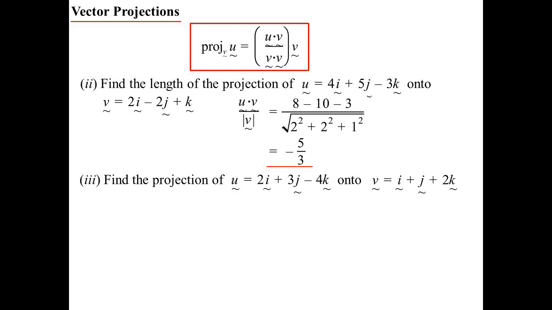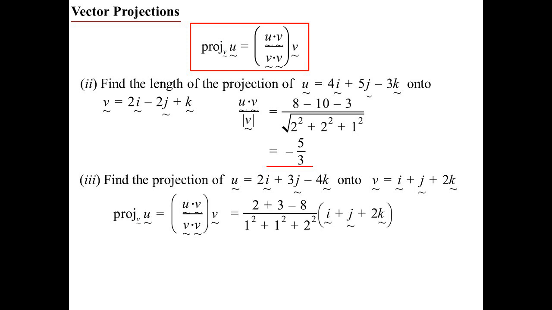Now if we had to find the actual projection itself, so back to our original formula, so u dot v over v dot v, that gets us the scalar multiple of the vector in which we're going to project it onto. So u dot v will be 2 times 1 plus 3 times 1, and then minus 4 times 2. And v dot v, well, that's the same as the magnitude squared. So 1 squared plus 1 squared plus 2 squared, and we multiply that by the vector v. So we end up with 3/4 i plus 3/4 j, and then 3 on 2 k.